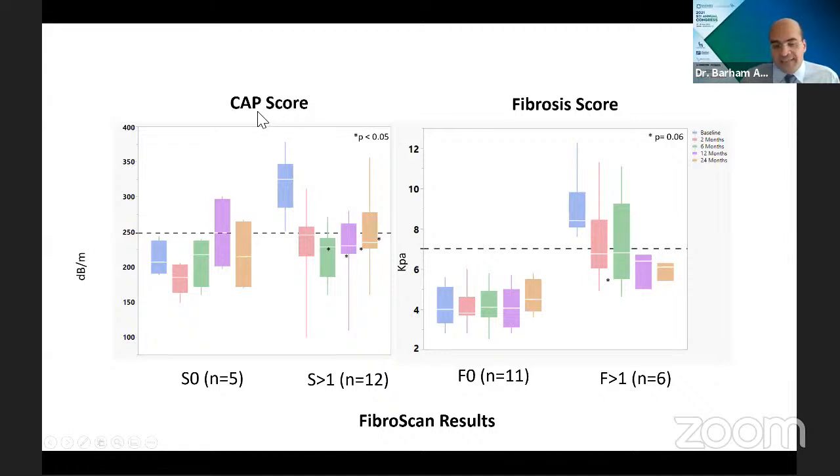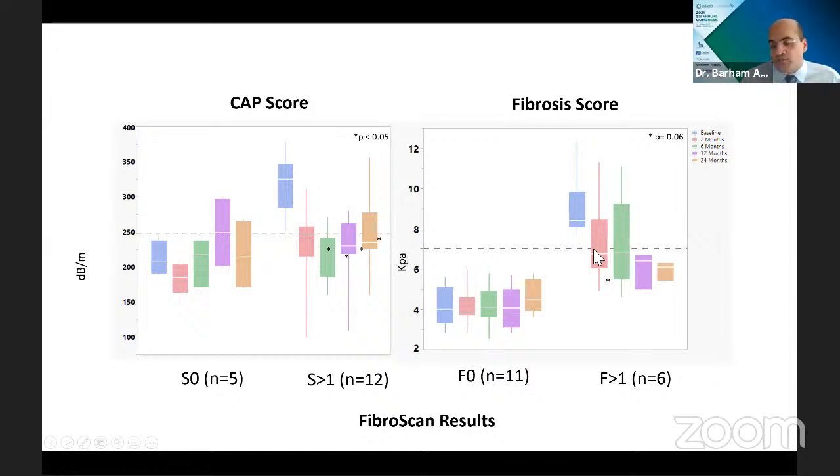So if you look at CAP, which is a measure of fat content of the liver, and you look at those individuals that had S more than 1, that means they had steatosis more than 1 at baseline, you could see that a score less than 250 means resolution of fat from the liver, and most of them, or all of them, have resolved the fat in the liver at 6 months, and the resolution of fat was maintained up to 24 months.